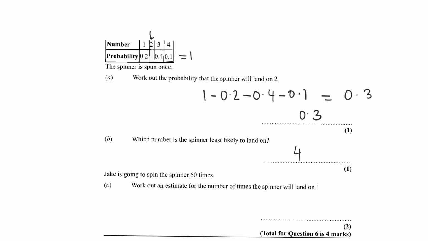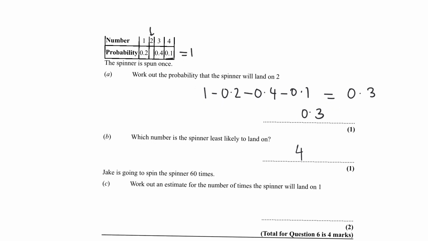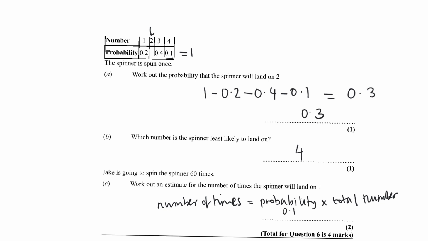Then it says Jake is going to spin the spinner 60 times. And it wants us to estimate the number of times it will land on a 1. So number of times is equal to, which I think I mentioned in the higher paper, your probability multiplied by the total number. So that's going to be 0.1 times 60, and 0.1 times 60 is 6. So it will land on a 1 6 times.